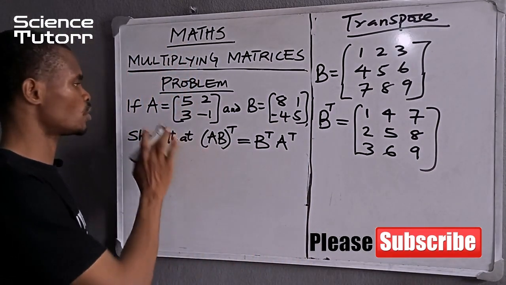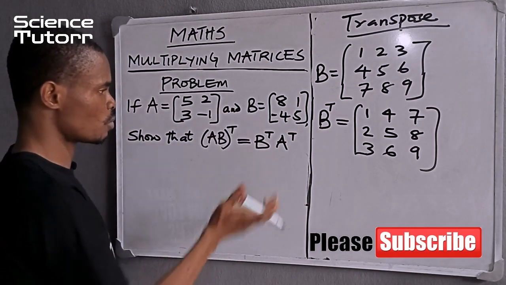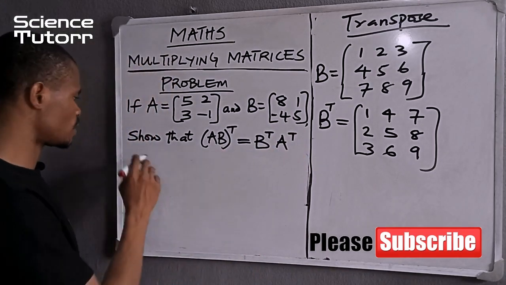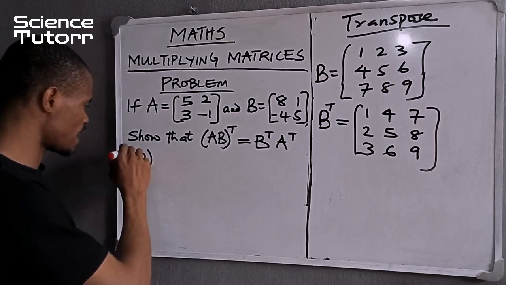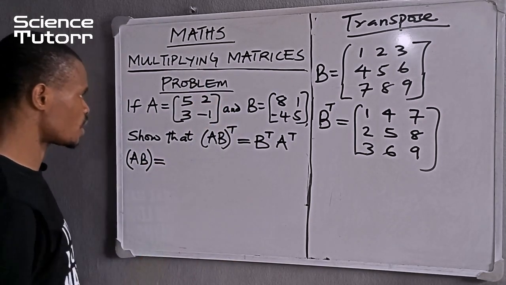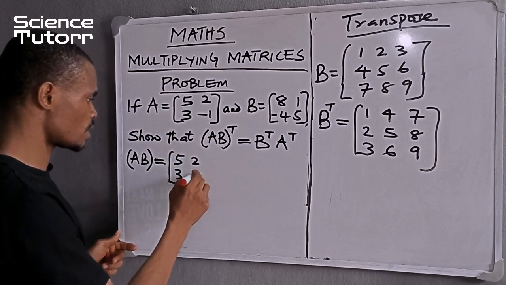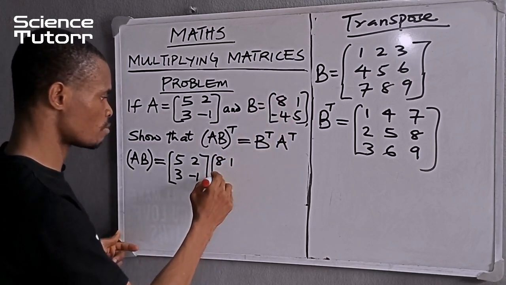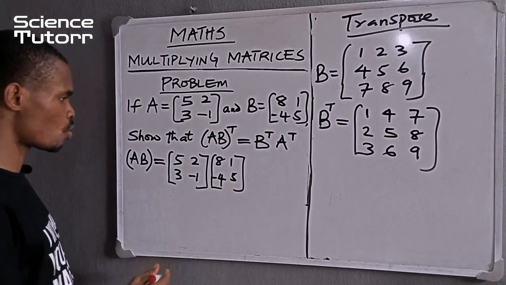So based on this question, with matrices A and B given, we want to show that (AB) transpose is equal to B transpose A transpose. In the first case, we have AB. AB simply means multiplying A and B and then we transpose the result. So matrix A, 5, 2, 3, minus 1, multiplying matrix B, which is 8, 1, minus 4 and 5. So we have our matrix multiplication, row by column.